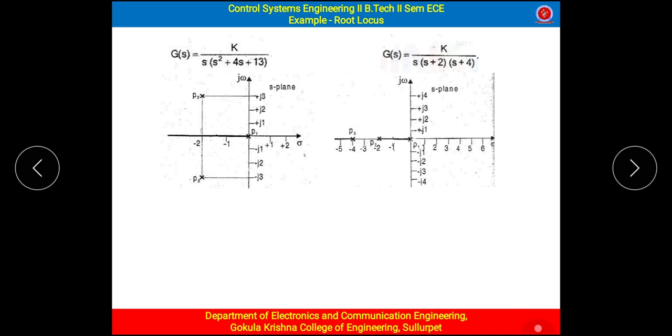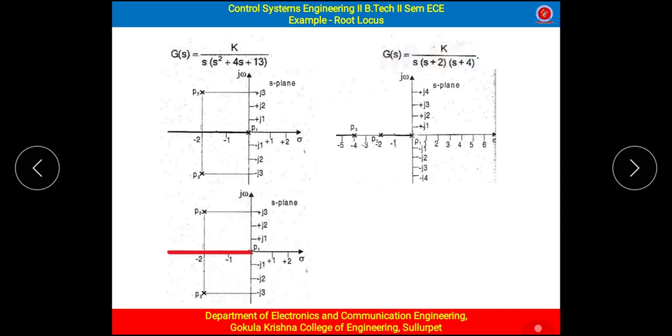Okay, because there is only one pole towards right side. So here we have shown that in red color, that particular line, and it will go from minus infinity to s is equal to 0. So this is the root locus branch.